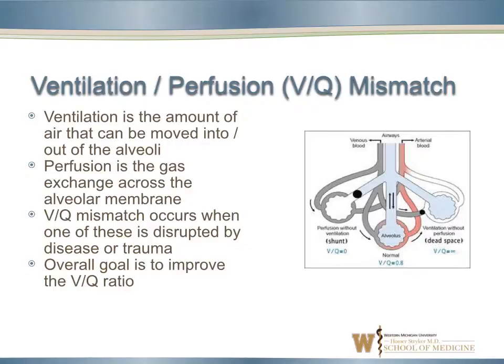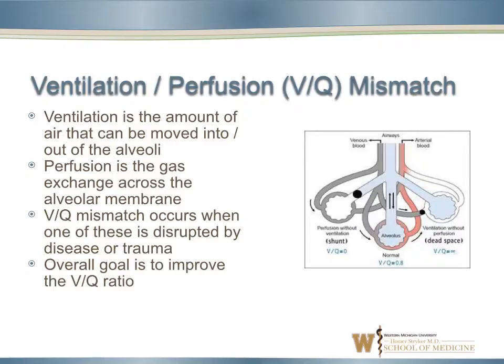Some of the ways that can happen in the lung include shunting or dead spacing. Shunting is where we block the airway, either mechanically through a foreign body or potentially through disease processes, such as asthma. We get perfusion across the membrane without ventilation. The blood's still moving by, but no air is exchanging.